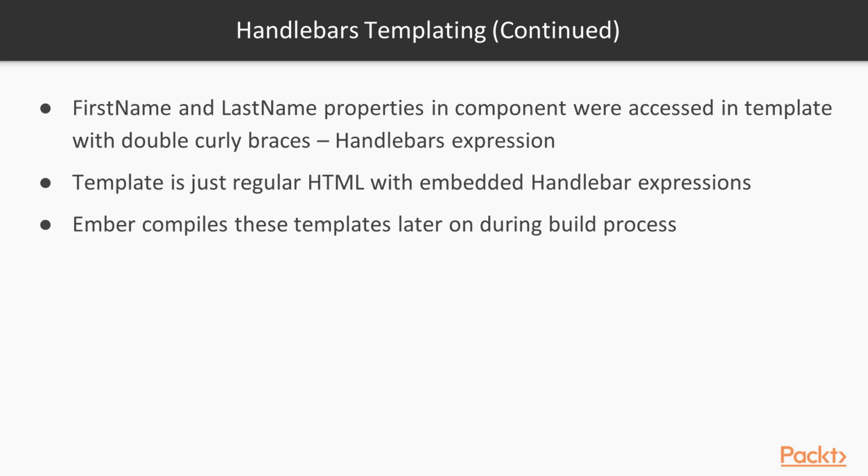In the example, the first name and last name properties in the component were accessed in the template with double curly braces. This is known as a Handlebars expression. The template is just regular HTML with embedded Handlebars expressions. Ember compiles these templates later on during the build process.